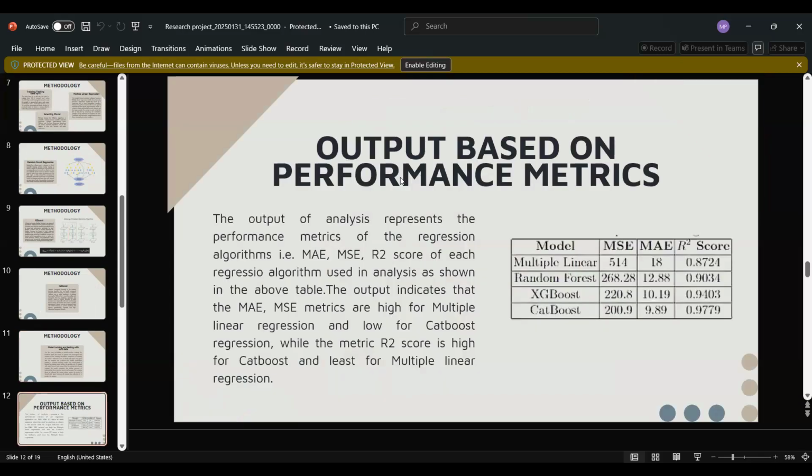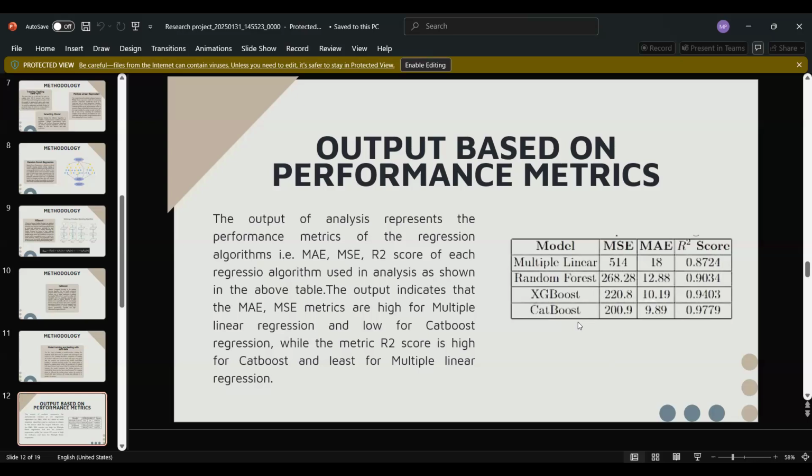Moving to output, the performance metrics of regression are mean absolute error, mean squared error, and R2 score. Mean absolute error and mean squared error are more general for regression tasks, but R2 score is a statistical coefficient that decides how well the model fits the data, and it explains how well the model describes the variability in the data. As we can see in the comparison table of all these models, MSE and MAE are high for multiple linear regression, while they are both low for CatBoost.